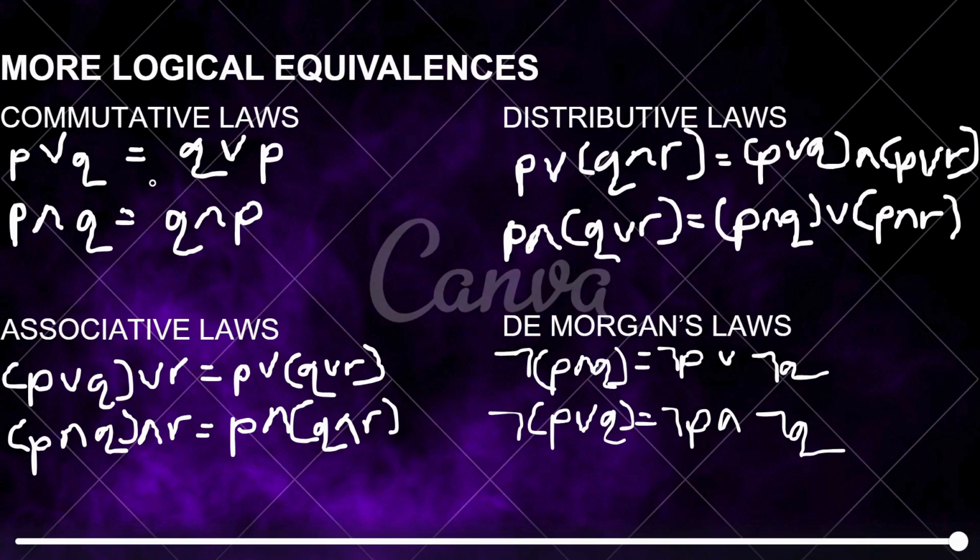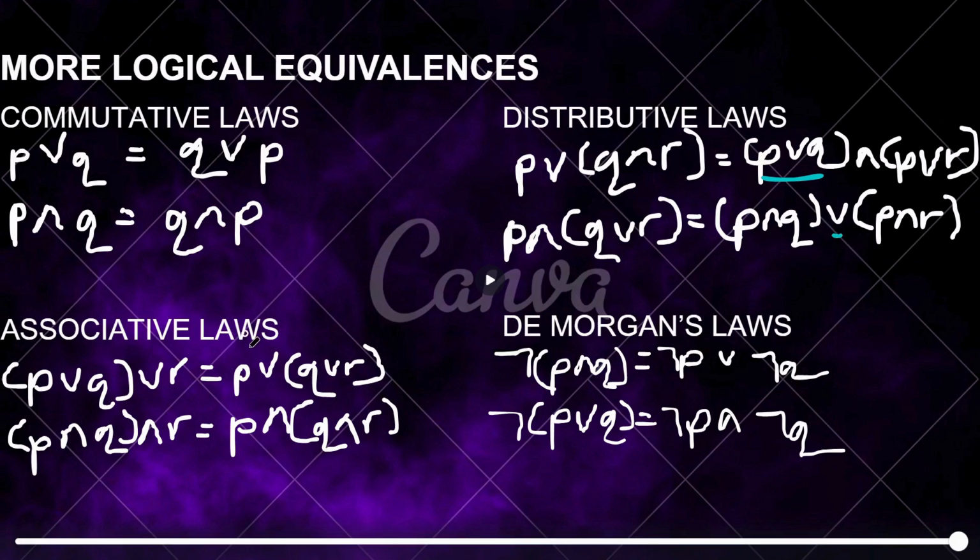Another one, distributive law. P or (Q and R) becomes (P or Q) and (P or R). Another one, P and (Q or R) becomes (P and Q) or (P and R). So this is called the distributive law.